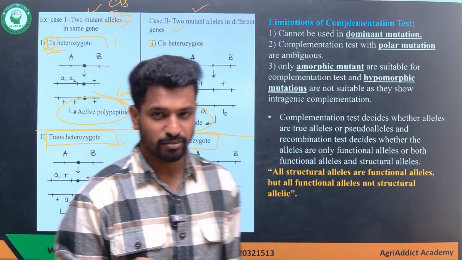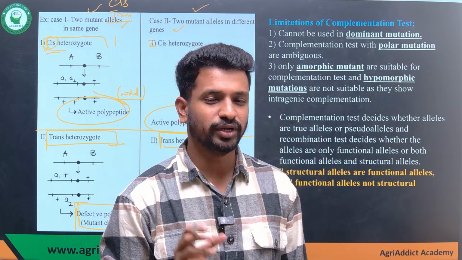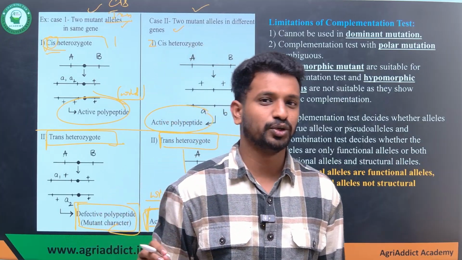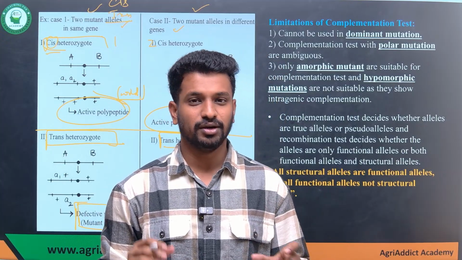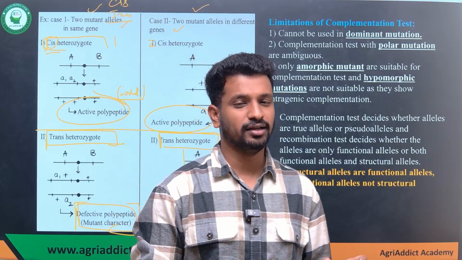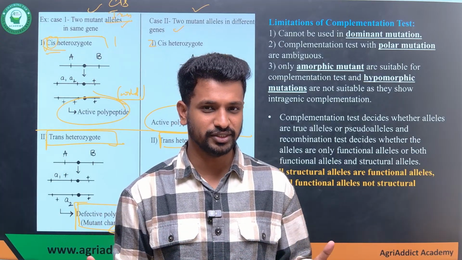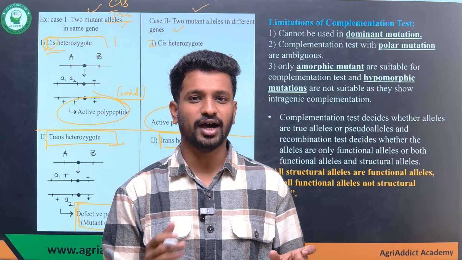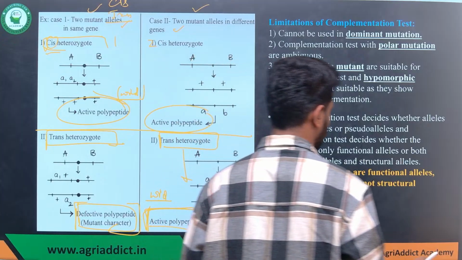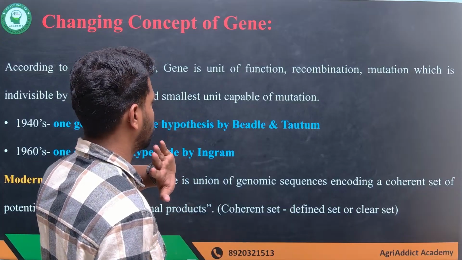In simple words, remember for the complementation test, it will definitely be asked in the exams: when mutants show the wild type in the progeny, that means they are pseudoalleles, the two mutants are present in different genes. If the question says two mutants are showing complementation, it means the two mutants are in different genes. If the two mutants are not showing complementation, the mutants are in the same gene. That's what you have to remember. The structural alleles and functional alleles I won't discuss now, as it might be confusing, so you can skip it.